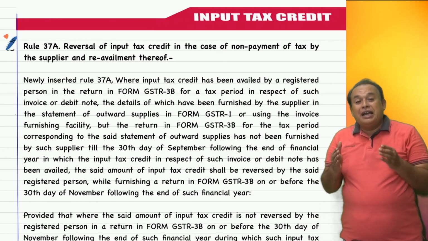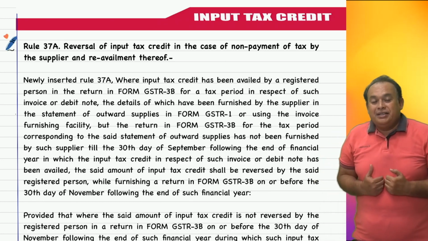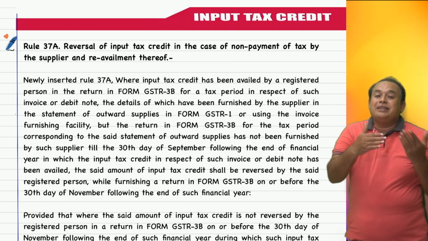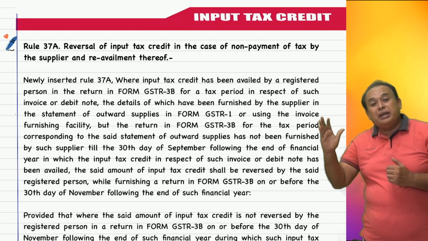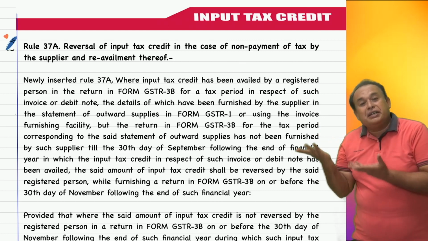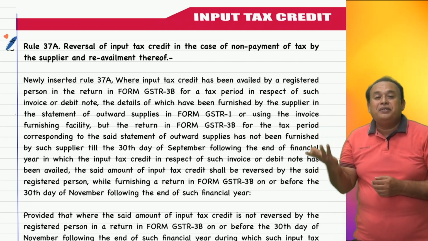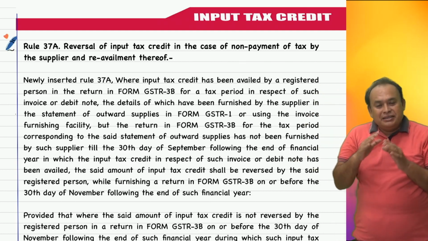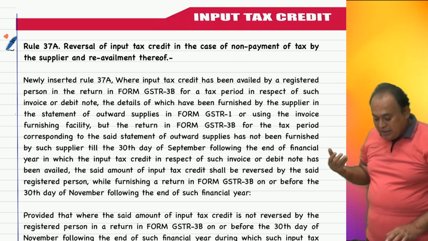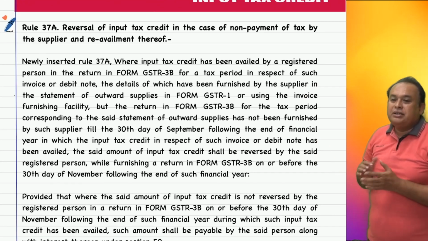When I have not reversed the credit on or before 30th November, where my supplier has not filed the GSTR 3B return till the end of 30th September of the succeeding financial year. This point, now I am referring to by reading this particular content.